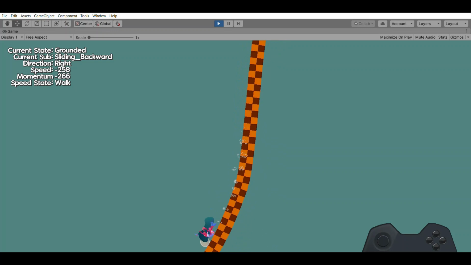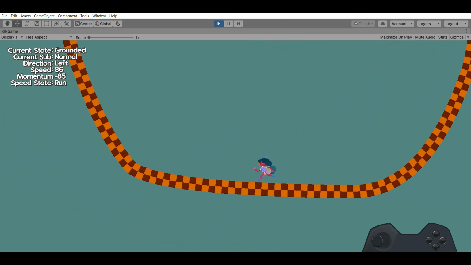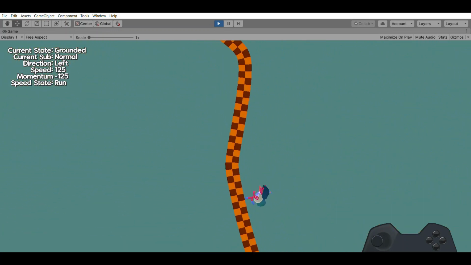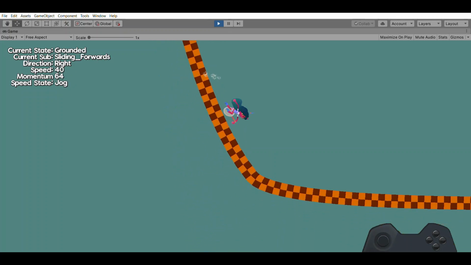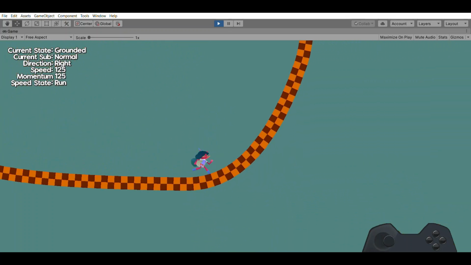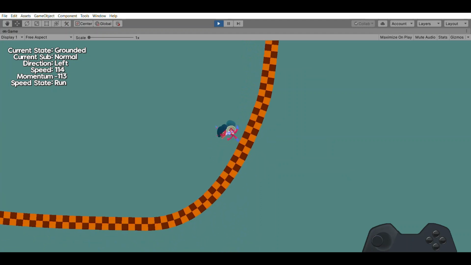at an amount that will build our speed more than just running normally. So if we slide down a slope and then slide up a slope, continuing our momentum, we will just transition into running normally because we're still holding our inputs, and we want to move faster, so we'll just run up the hill as normal.